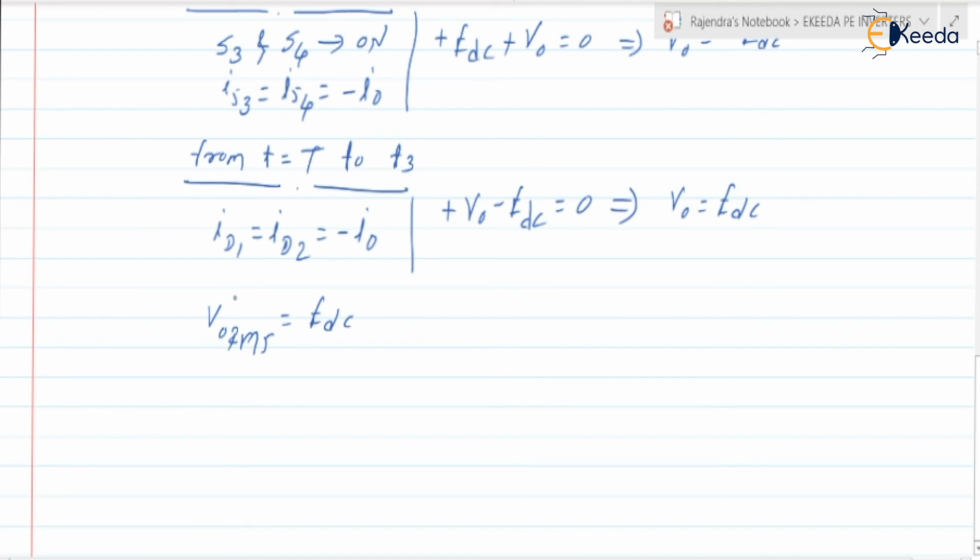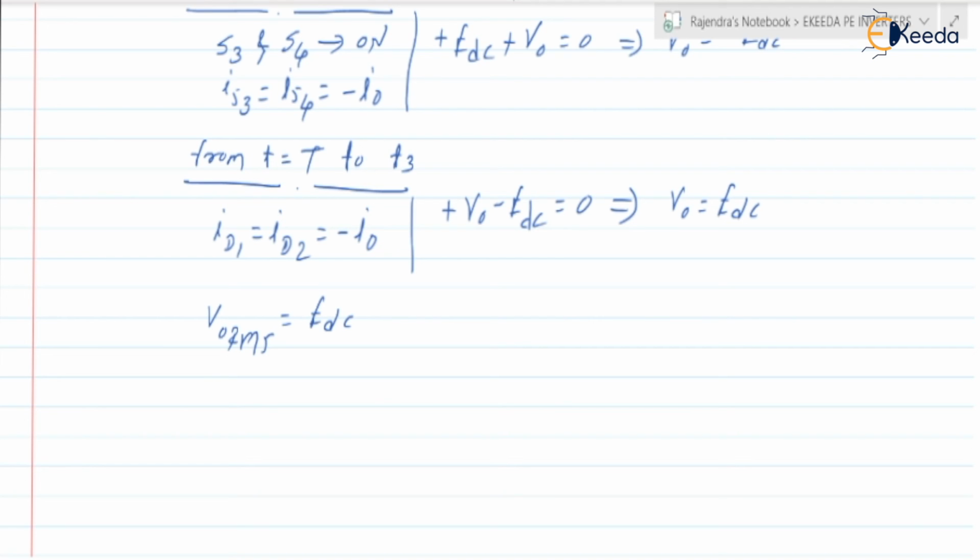Important to note, for RL load the nature of the output voltage is a square wave, but the nature of the output current is a triangular wave. Is that clear?